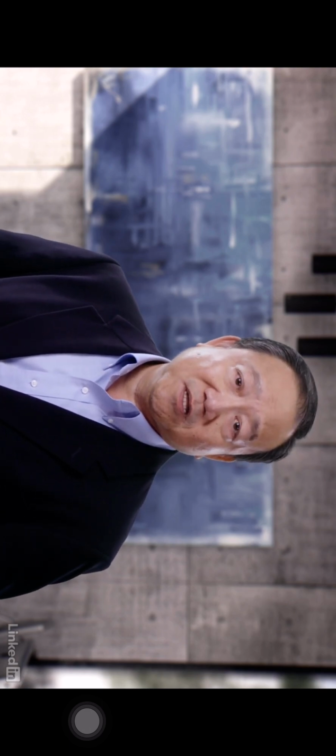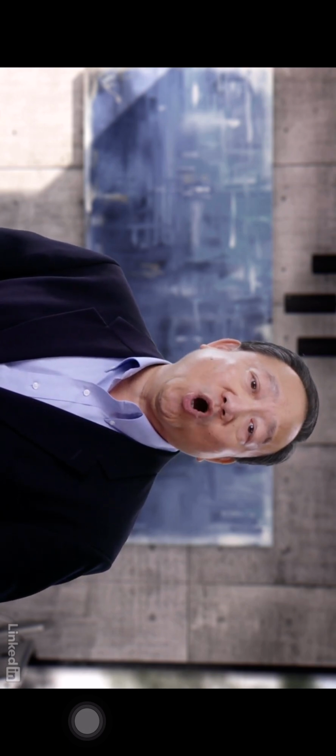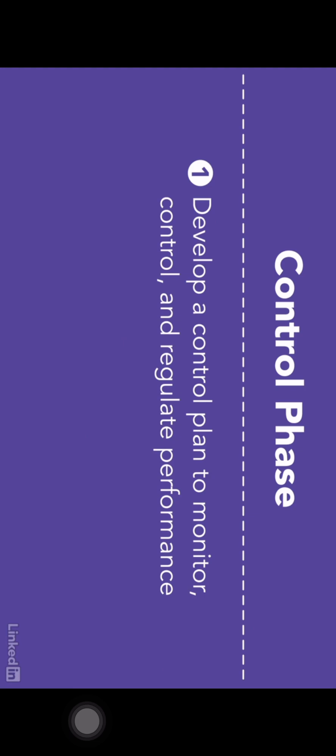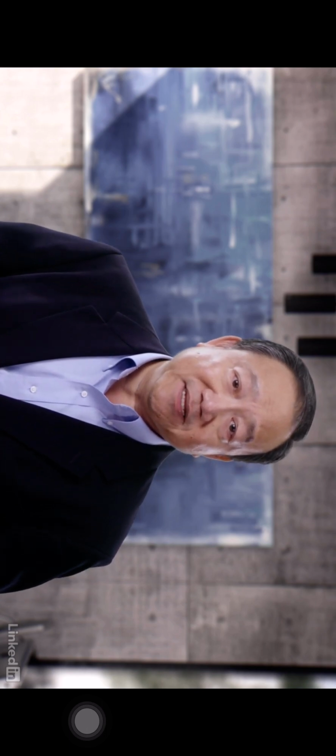The main purpose of this phase is to establish controls, to control the key X factors and monitor the Y to ensure the improved performance is sustained on an ongoing basis. The project team does not need to babysit the improved process. Let's take a look at the steps in the control phase. First, develop a control plan for monitoring, controlling, and regulating performance. The control plan tells us when to leave the process alone and when to intervene and what action to take.